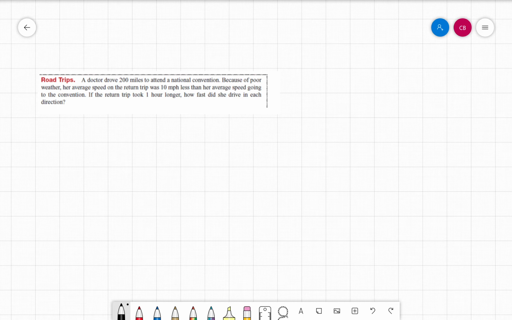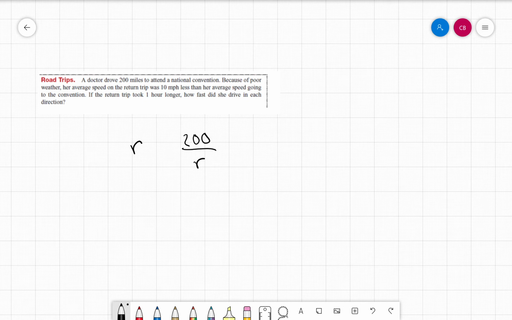So going to the convention, let's think about that first. She's going at a rate of r. We don't know what it is. And the amount of time it's going to take her is 200 divided by r, because there's 200 miles, whatever her rate is. If it's 60 miles per hour, that's roughly 3 point something, 3 1/3 or something like that.